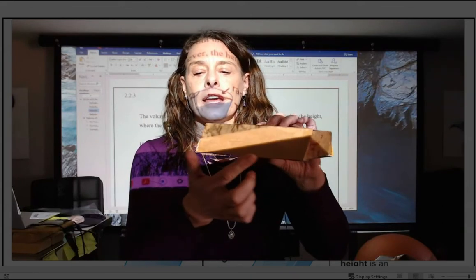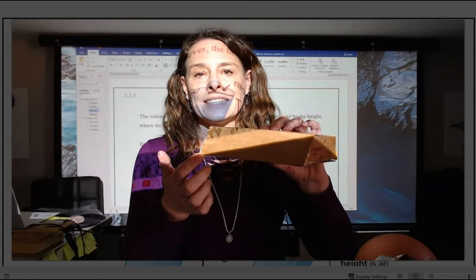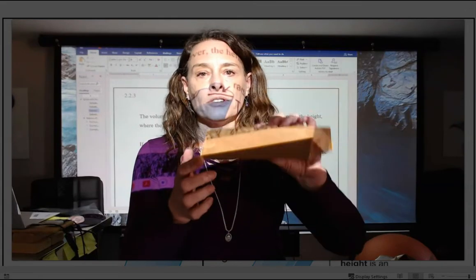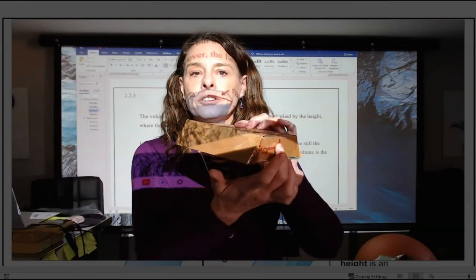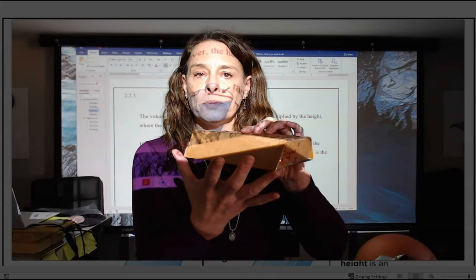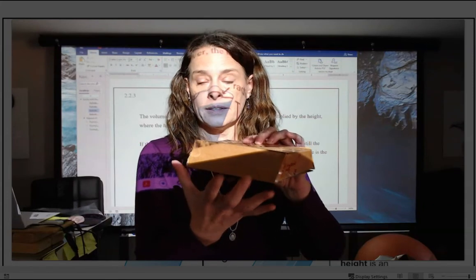And that makes this edge right here the height. Whether I turn it this way or turn it this way, it doesn't matter. The two edges that are the bases, the distance between them, that's the height.